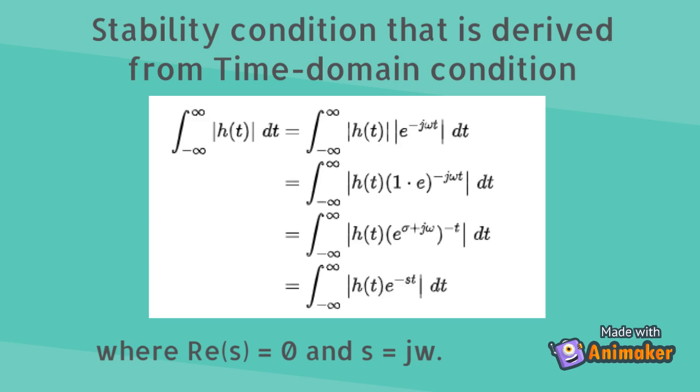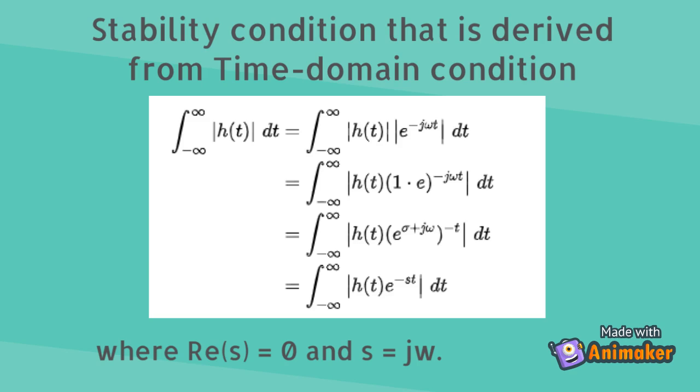This can be finally written as the integral from minus infinity to plus infinity of mod of h of t into e power of minus (sigma plus j omega) t dt. Here we can write sigma plus j omega as s. Therefore, finally we get the equation as the integral from minus infinity to plus infinity of mod of h of t into e power of minus st dt.